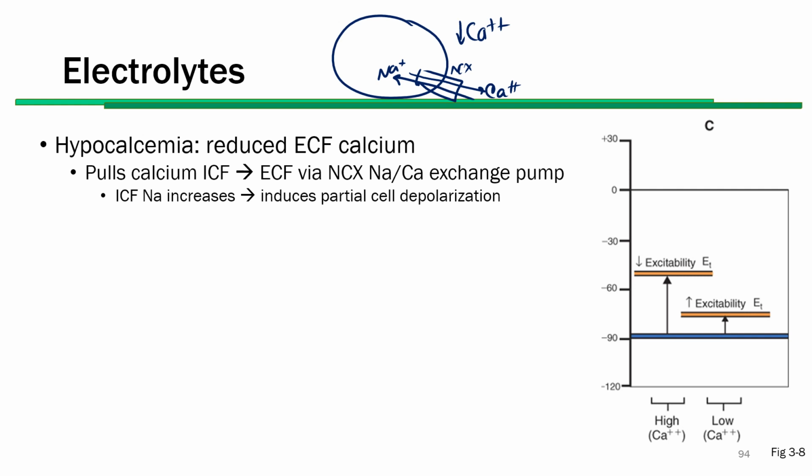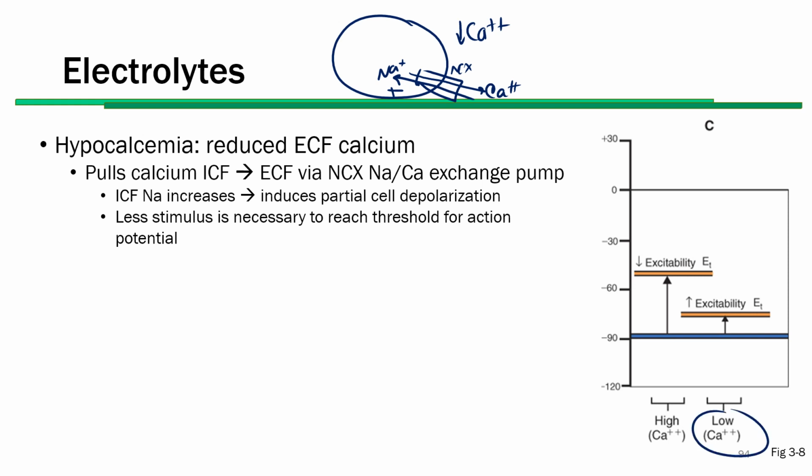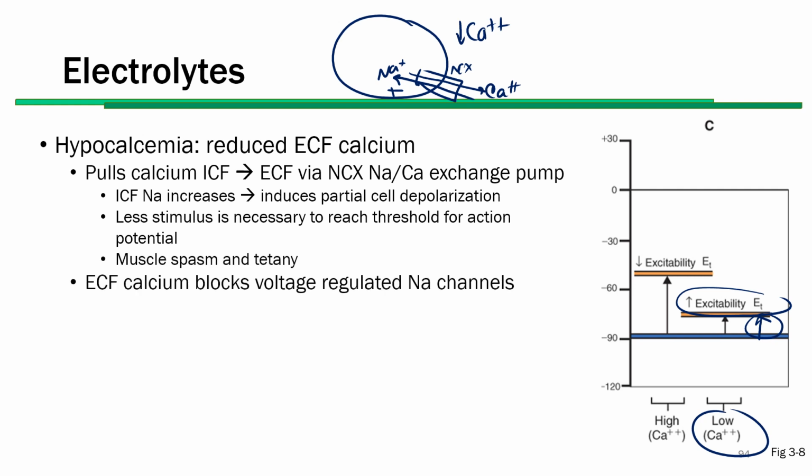But that's going to increase the intracellular fluid sodium, and when we increase the intracellular fluid sodium, that's going to partially depolarize our cell. And then if we partially depolarize our cell in low calcium, then that makes our cell more excitable because it decreases this gap. It's easier to get to threshold then, by pulling that sodium in. That can lead to muscle spasm and tetany.